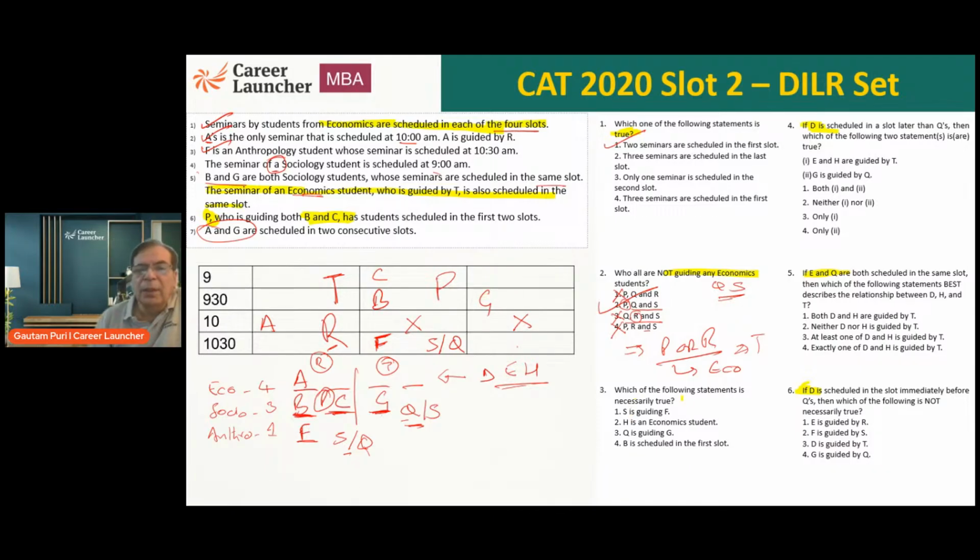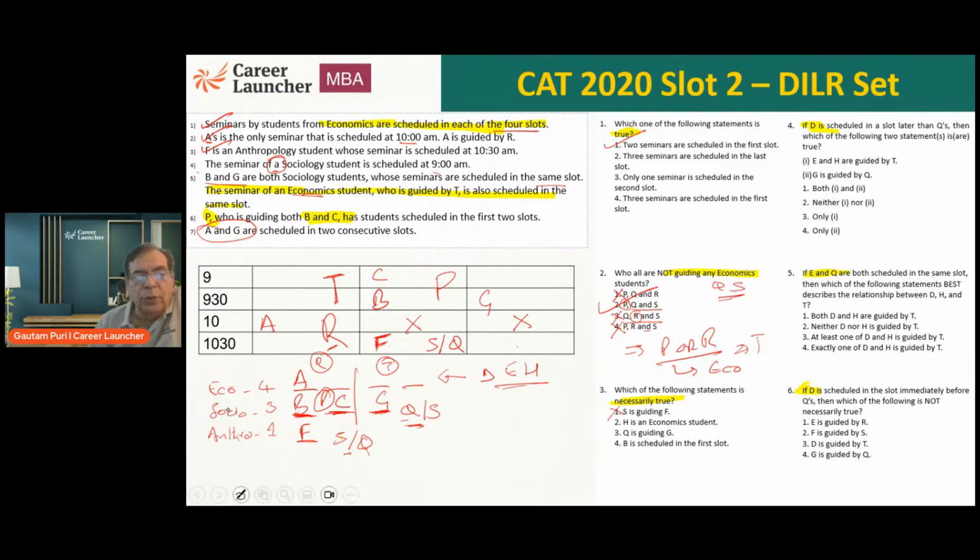Okay. Question number 3. Which of the following statements is necessarily true? What does necessarily true mean? Correct in all possible cases. In all cases, it will be correct. Okay. S is guiding F. S could be guiding F or could be guiding G. We don't know. So statement 1, or choice 1, is not necessarily true. It may be true, it may not be true. So it cannot be the answer because we are looking at something which is true in all possible cases.